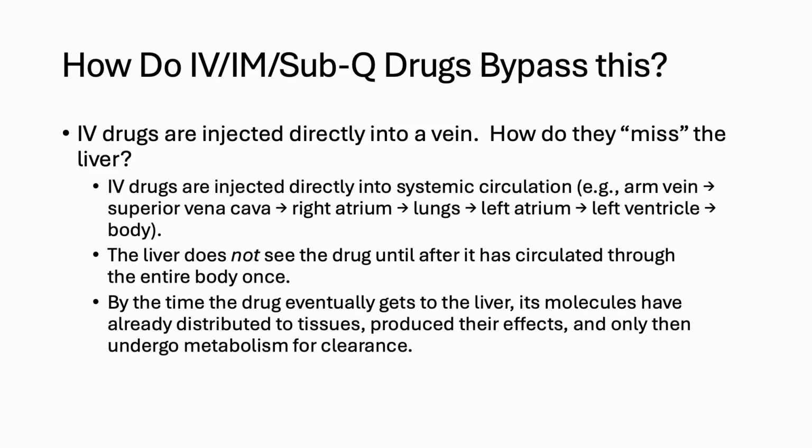So IV drugs, IM drugs, and sub-Q drugs bypass first pass metabolism. IV drugs are 100% bioavailable because they bypass absorption. IM and sub-Q drugs are not 100% bioavailable because they are impacted by absorption. So that's the difference and the similarities between what's going on with IV, IM, and sub-Q routes of administration.